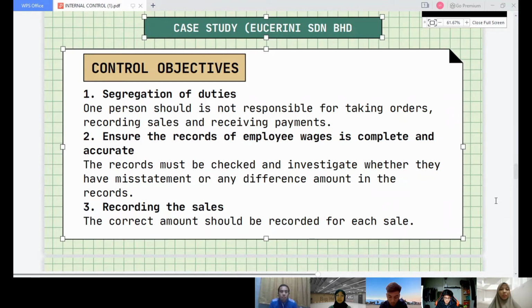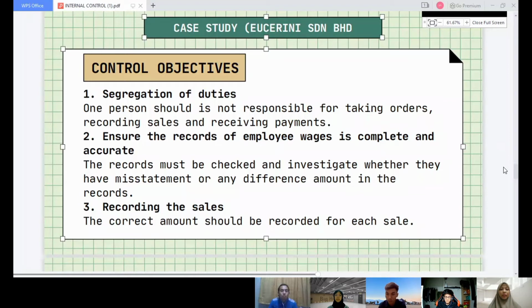One person should not be responsible for taking orders, recording sales, and receiving payments. As just noted, no one should be able to handle incoming customer payments and create credit memos, or else they will be able to take the money and cover their tracks with credit memos. Therefore, assign these tasks to different people.